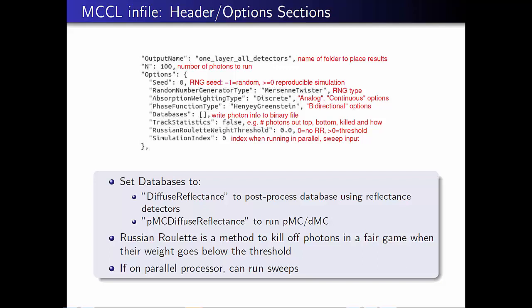This is a way to kill off photons in a fair game. You wait till the photon weight gets below a threshold, and then you roll the dice and play this game in which with a certain probability you kill that photon, with certain probability you boost the weight and let it keep going. In all the simulations that I've shown, I did not turn on Russian roulette.